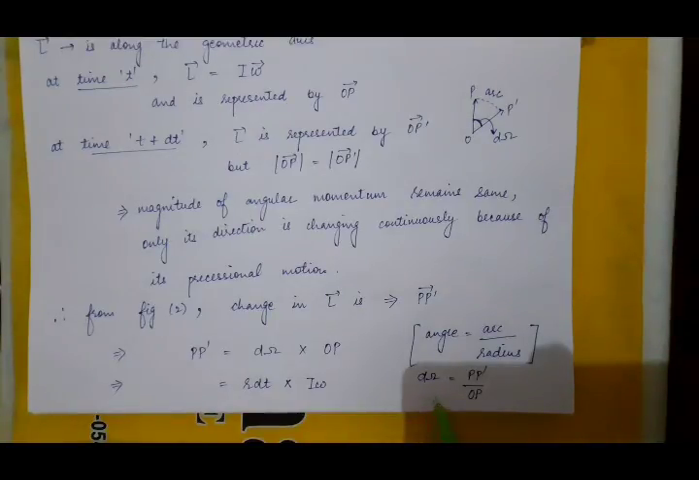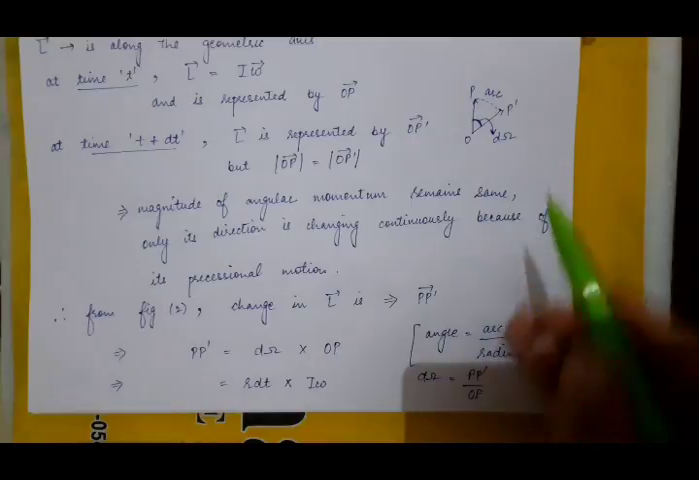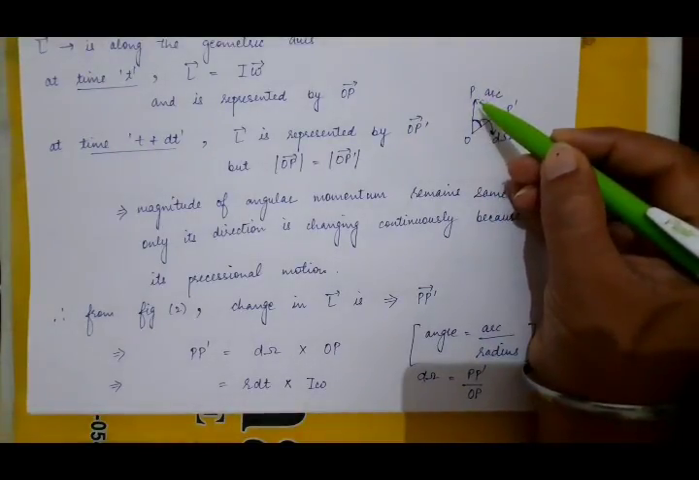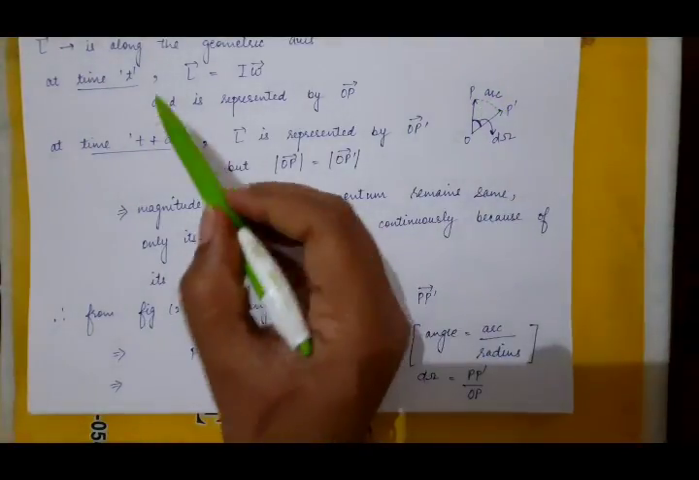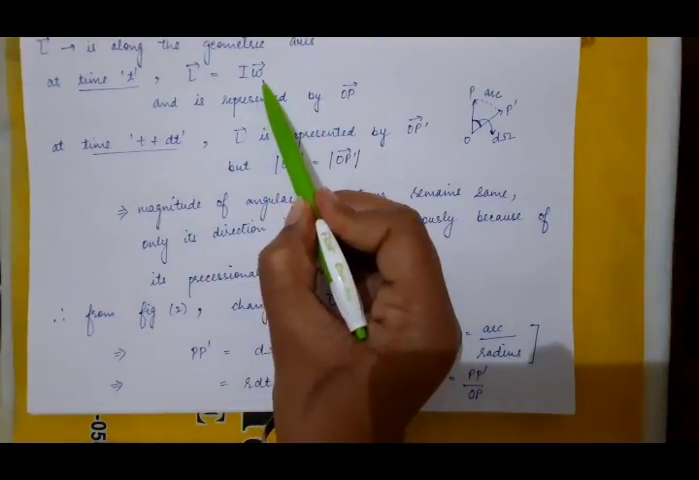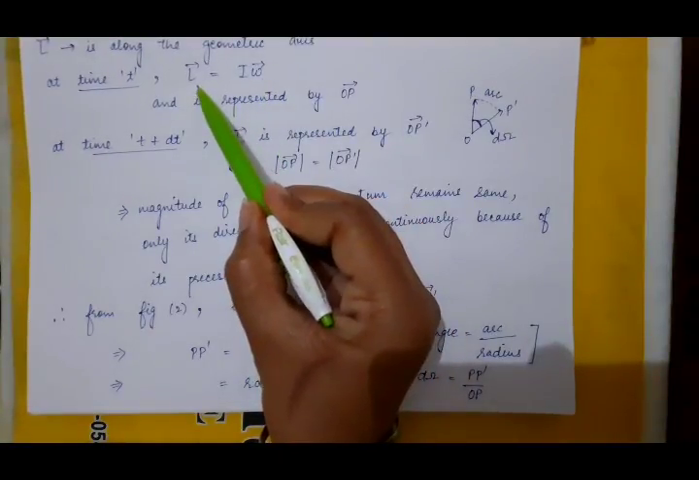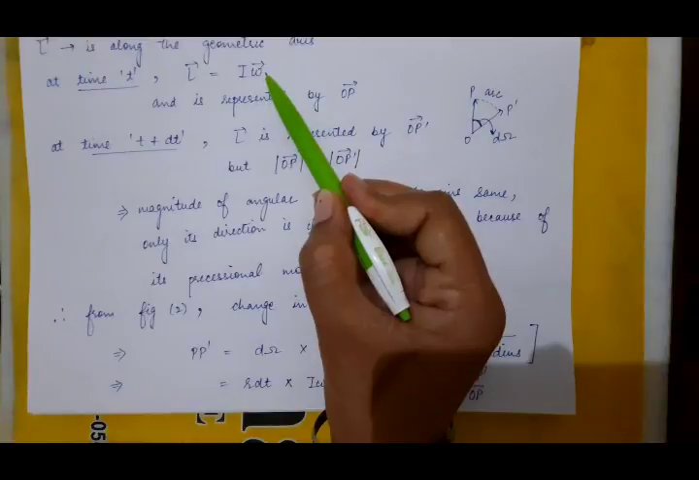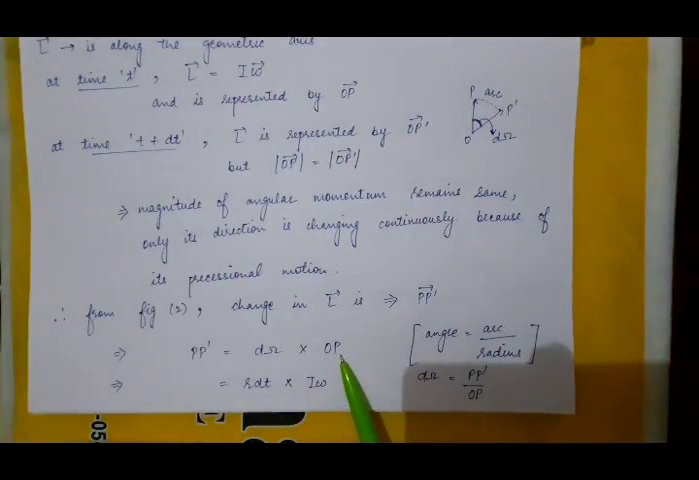So that is why we have this PP dash, it is equal to d omega into OP. Move this OP to this side. So now you have PP dash is equal to d omega into OP. Now what is the value of OP? OP is the magnitude of angular momentum vector, and angular momentum vector is equal to I into omega. So what will be its magnitude? It will be the magnitude of I and omega. So OP is equal to I omega, and what is this d omega?